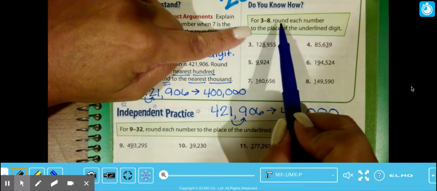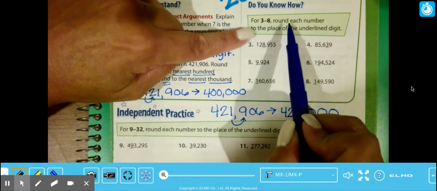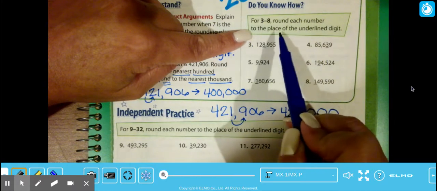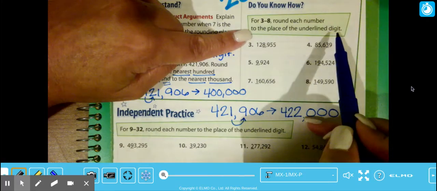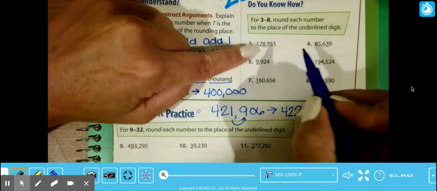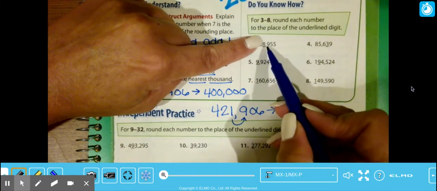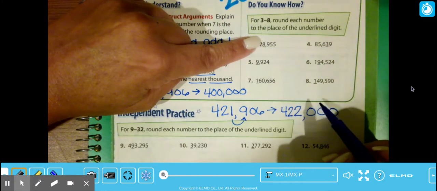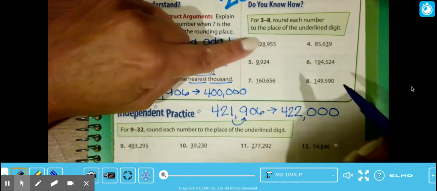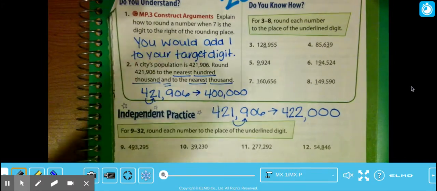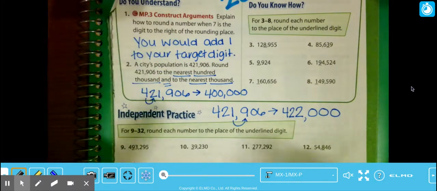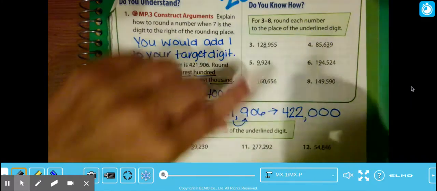So it's telling us here in the directions, and that's really important, reading the directions, to round each number to the place of the underlined digit. Ooh, that's kind of nice. So we can just say that any digit that's underlined is our target digit. That's the digit that we're going to be doing something to, either adding one or letting it sleep and rest.